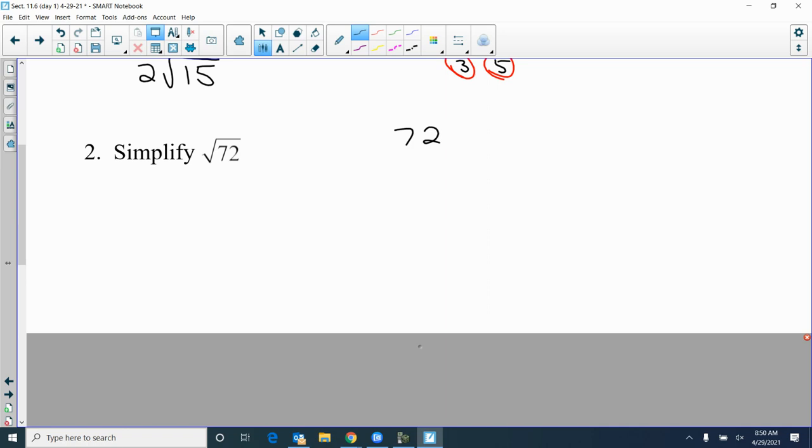Joe? I did 2 times 36, and then 2 times 18 for 36, and then 2 times 9 for 18, and then 3 times 3. Okay. But he's right. 2 times 36. So let's do the factor tree on 72.